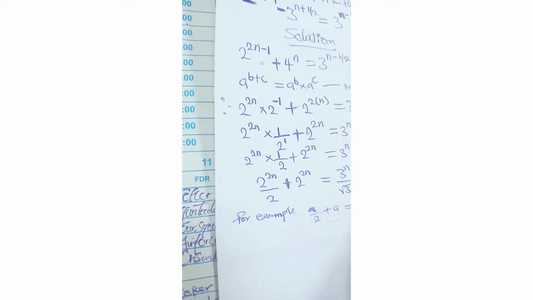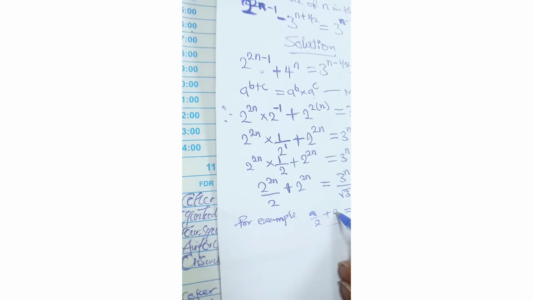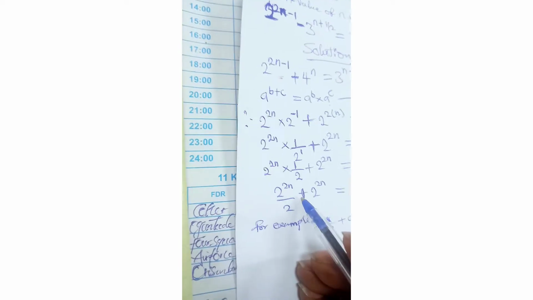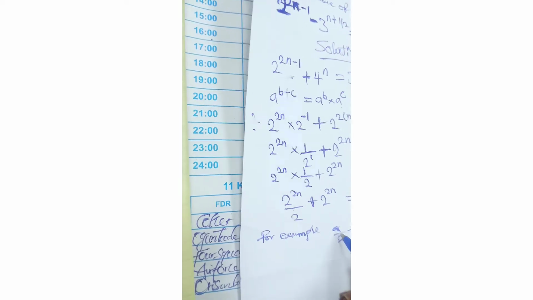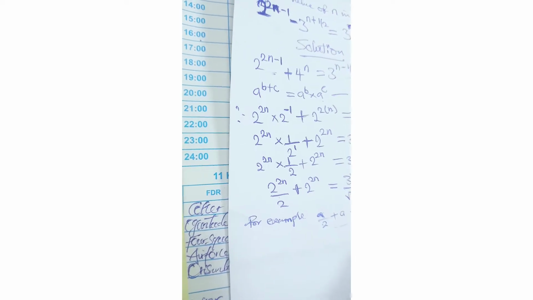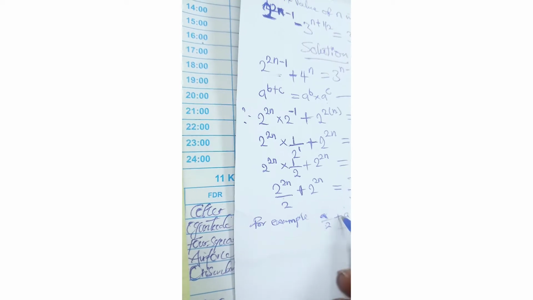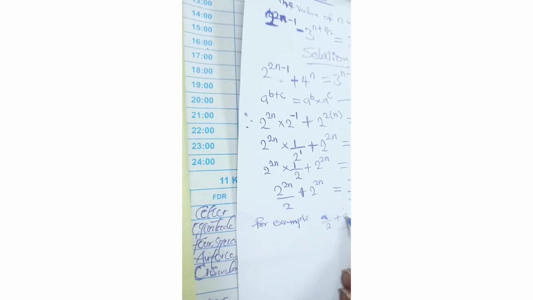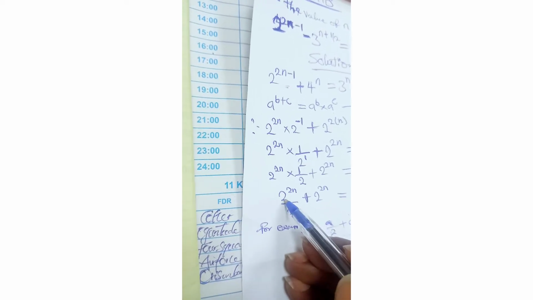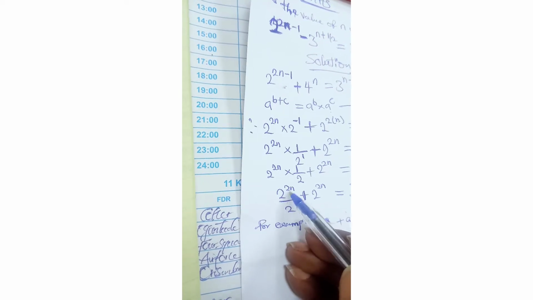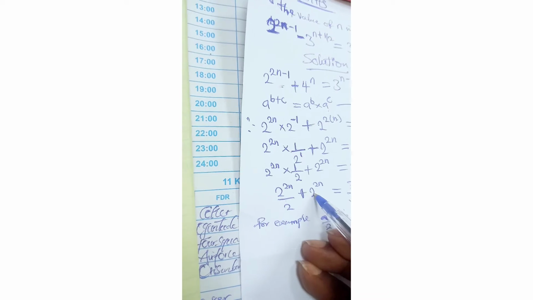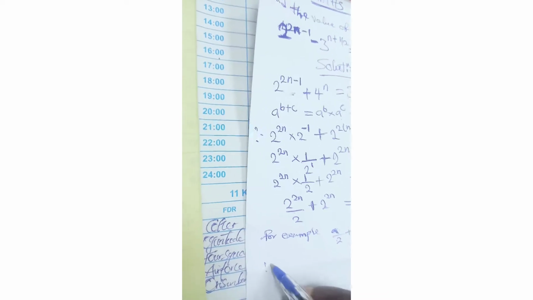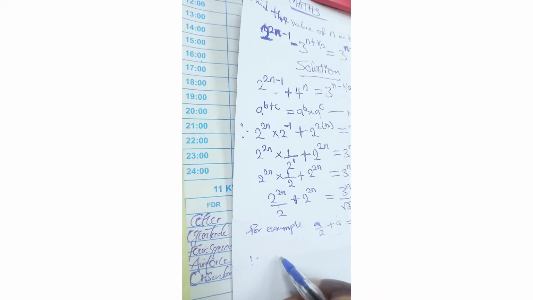If I multiply this a with this one, we have what? A. Now apply the same thing to this place. If you look at this place, why do we remove a from here? We remove it because a is here, a is also here. Now this place, 2 raised to power 2n is here, 2 raised to power 2n is here.